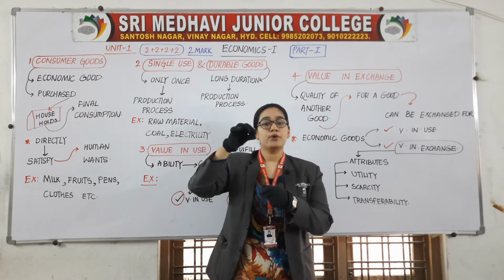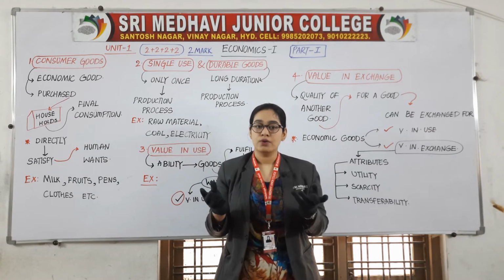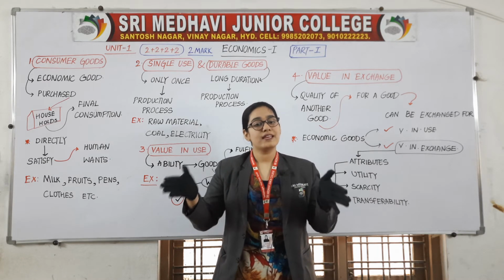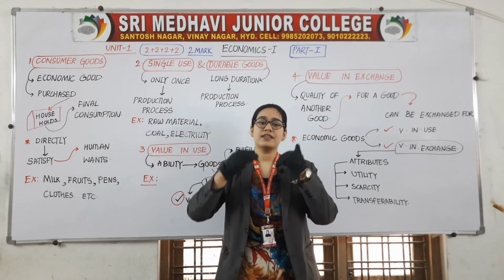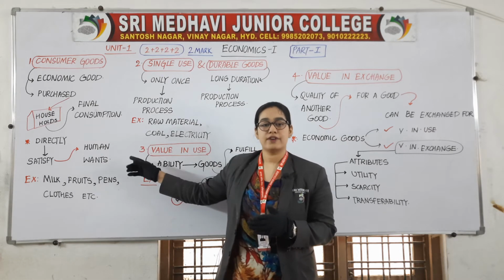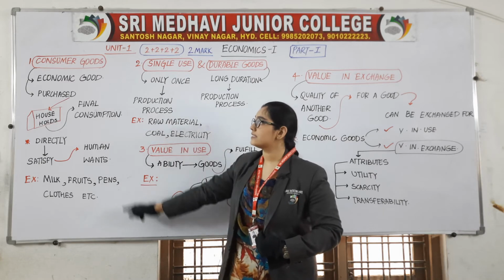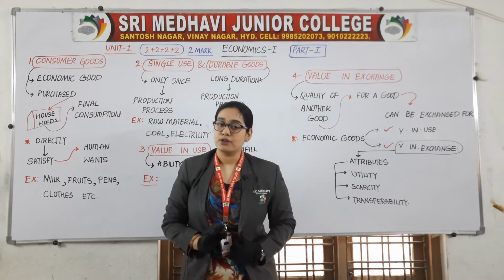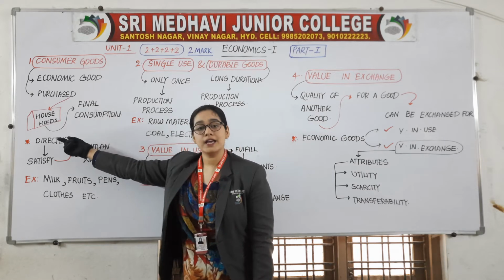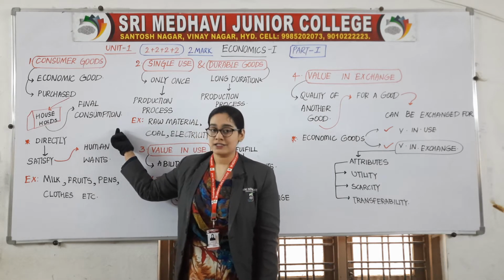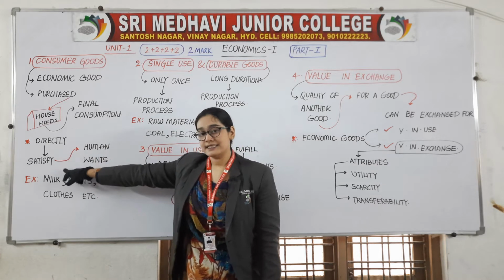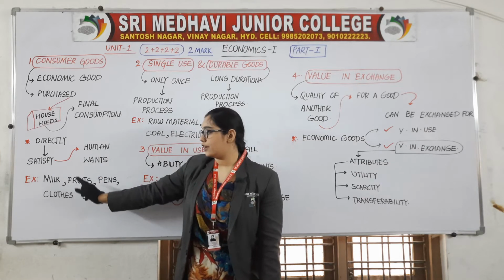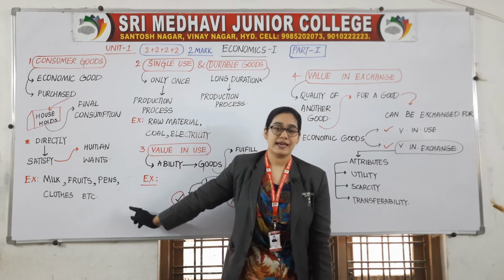Are you pouring ink in your pens? No. Are you doing some labelings on your pen? No. So we do not have any processes. Directly we can use those goods for final consumption. Let us revise it once. Consumer goods are considered to be economic goods. They are purchased by households for final consumption. They directly satisfy human wants. Example, milk, fruits, pen, clothes, etc.